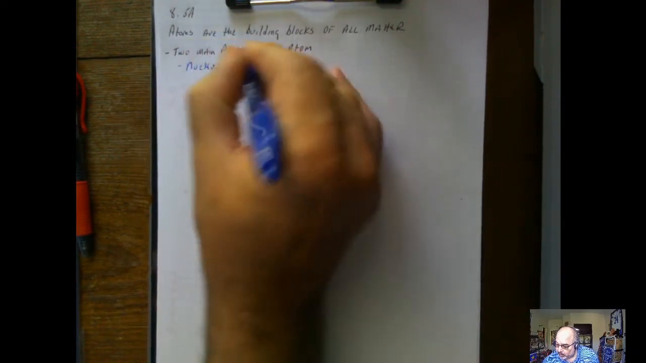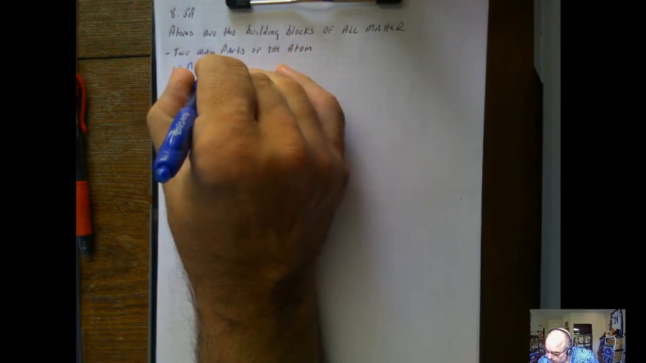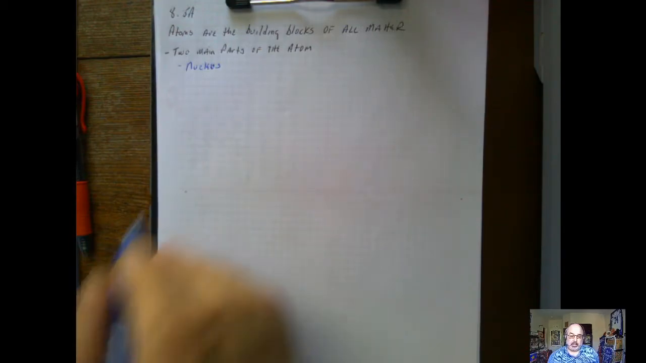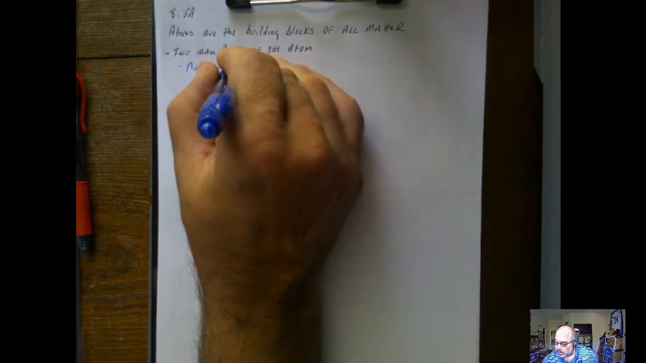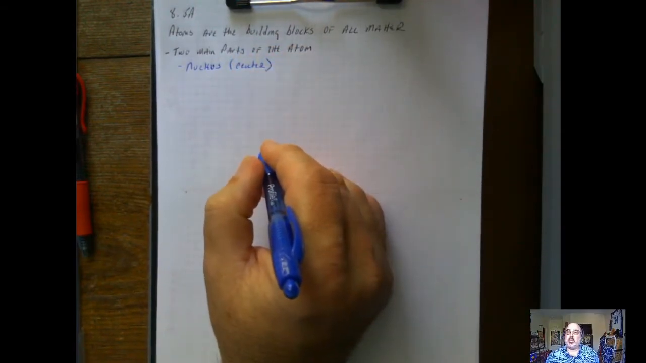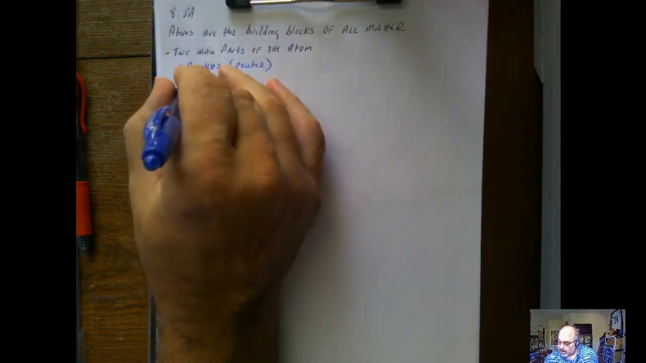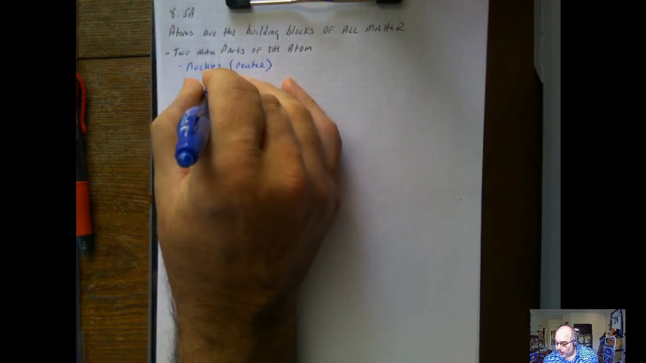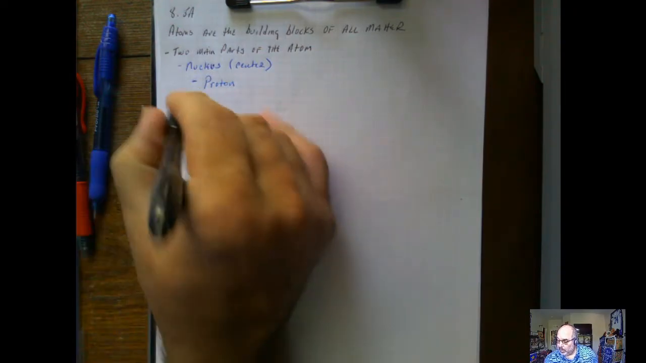And no, you don't have to do the color-coded pen. I do it for organization, for me, so I can make sure that I catch everything for you. The nucleus is the center. You hear the word nucleus quite often, and it just means the center. And then inside the nucleus, you have the proton, and then you have the neutron.